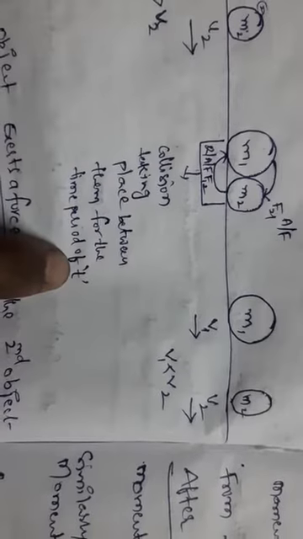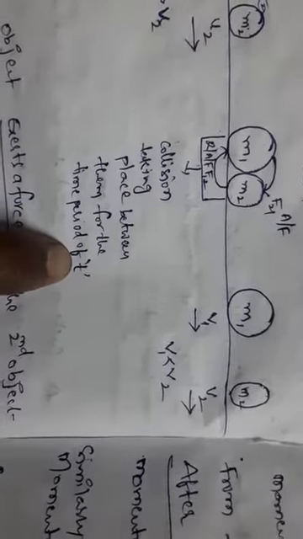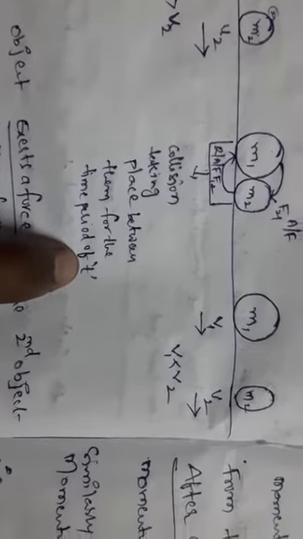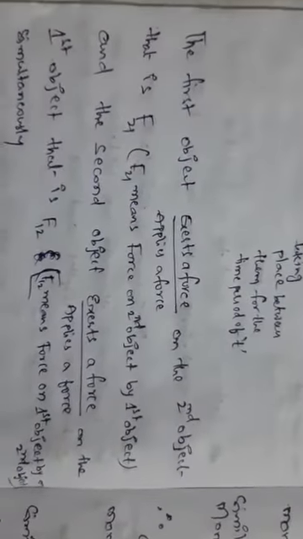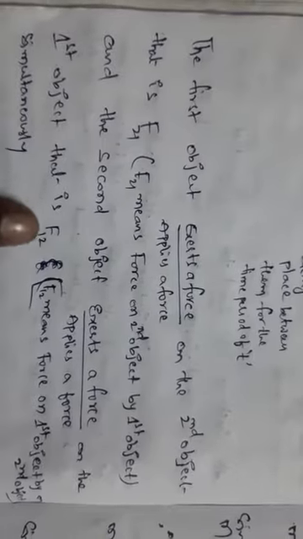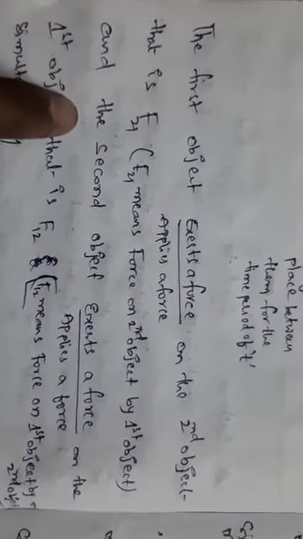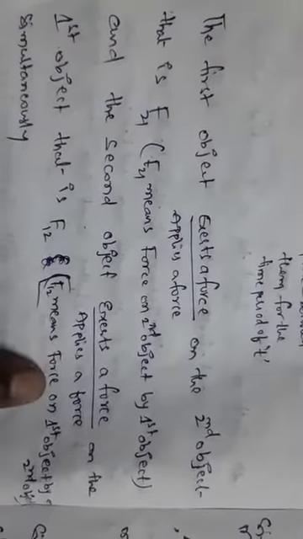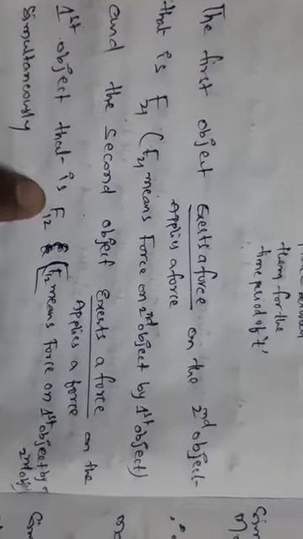See it. Collision takes place between them for the time period of t. Here the time period is considered as 1 second or 2 seconds or at most 5 seconds. Less than 1 minute. Okay, right. So now I am repeating once again. During the collision, the first object exerts a force on the second object, that is F21. F21 means force on the second by the first one, and the second object exerts a force on the first one, that is F12.